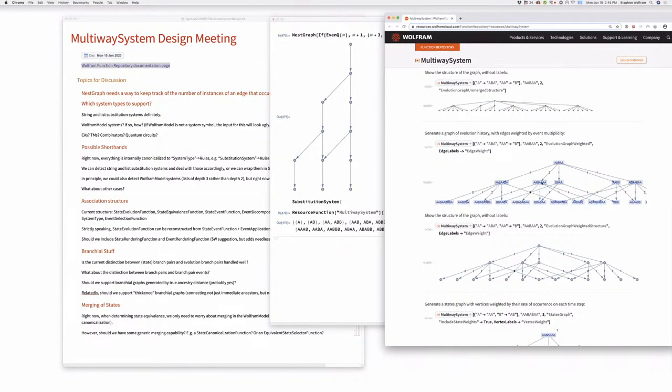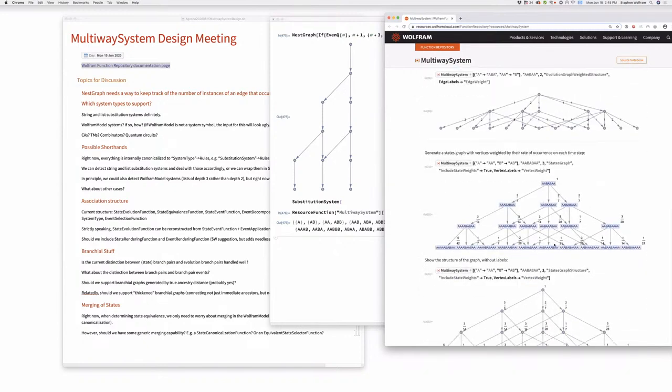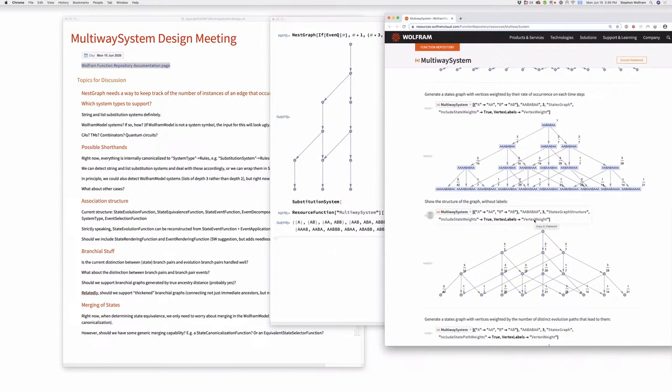How do these work, Jonathan? There's a weighting by event multiplicity, and include state path weights weights by the number of distinct paths that lead to a given state. Oh, I see. So it's distinct paths from the root that lead to that state. Yep. If you scroll down, there's an example of that. Nice. And if there's a loop, it goes bonkers. So state path weights will assume evolution graphs in general. Well, that says states graph, but it happens to be the evolution graph as well.